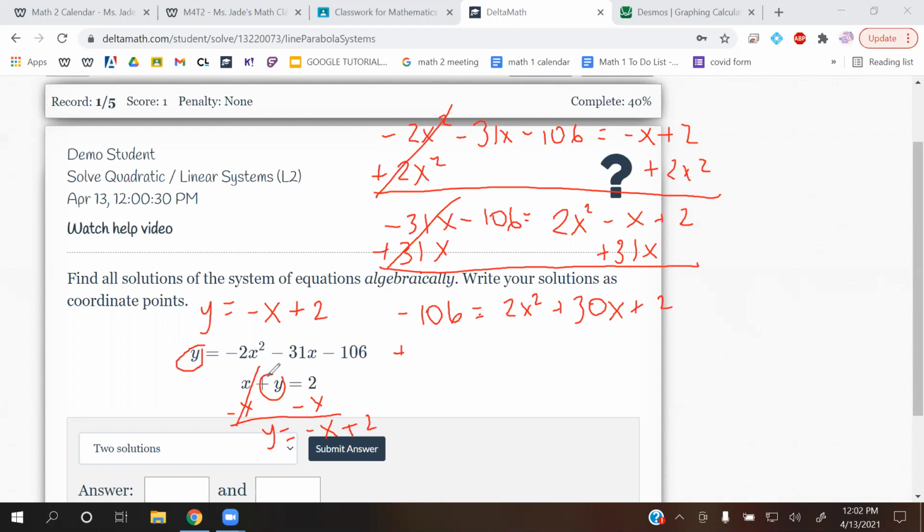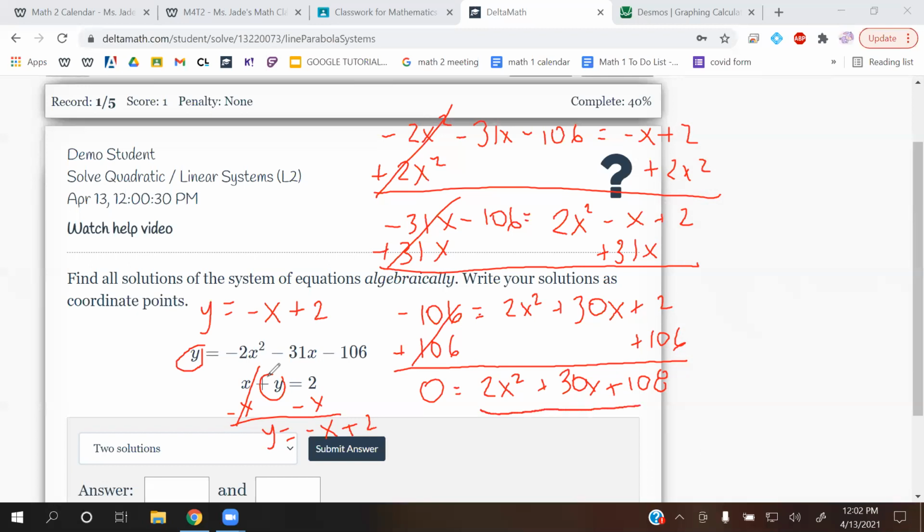Then finally plus 106 plus 106 cancels out. 0 is equal to 2x squared plus 30x plus 108. Now, these are big numbers. And also, we can do the x factor on this. If you want to just do it from here, totally fine. However, we can make it a little bit easier on ourselves because there's a 2x squared. We can divide everything by 2 so that we just have regular x squared.